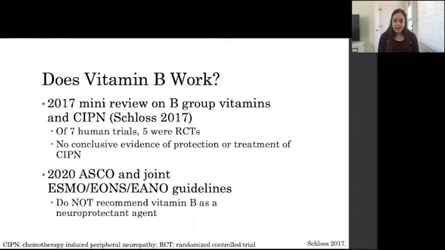The 2020 ASCO and joint ESMO EONS EANO guidelines agree with this. They do not recommend that vitamin B be used as a neuroprotectant agent at this time. That being said, it is relatively harmless at the doses normally used. And if the patient wants to try it, I don't think that it will impact the efficacy of the chemotherapy in most circumstances, as long as it's a normal dose. So maybe can be utilized and may be effective for some patients.